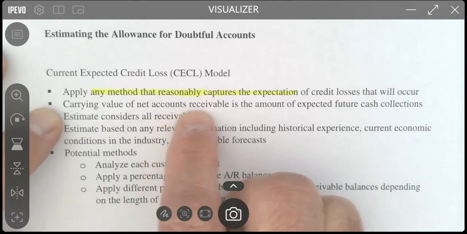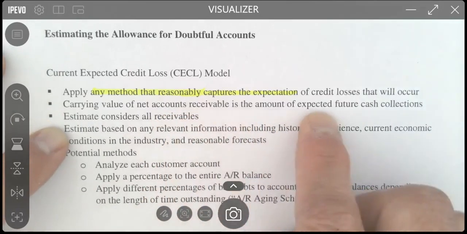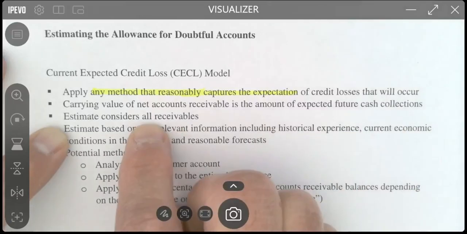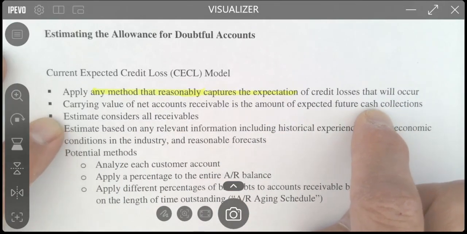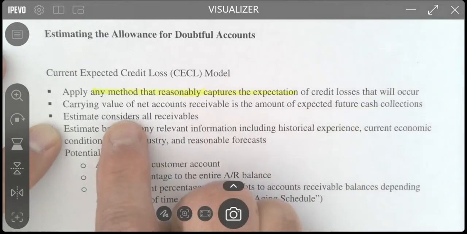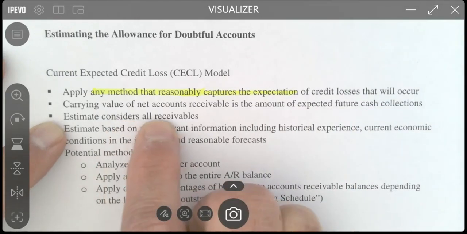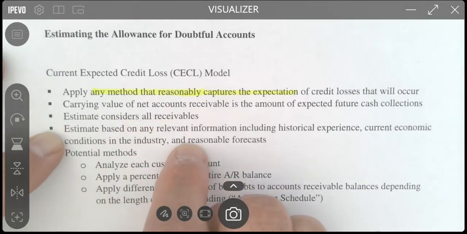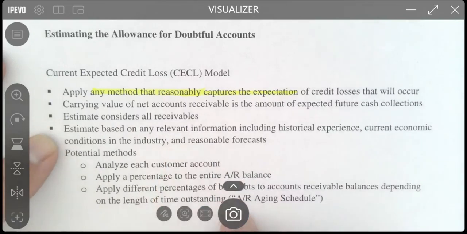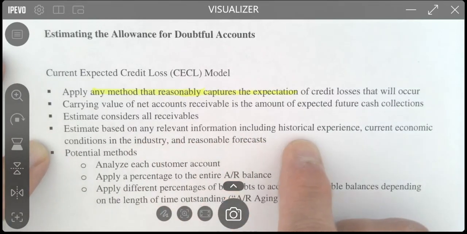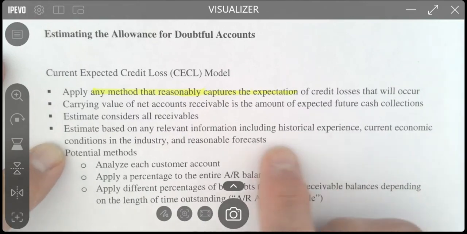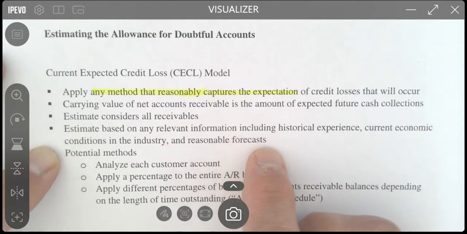The carrying value of the net accounts receivable is the amount of expected future cash collections. That's what it is. So it's accounts receivable minus that allowance. And we estimate considering all receivables. The estimate is determined based on any relevant information, including historical experience, current economic conditions in the industry, and reasonable forecasts.